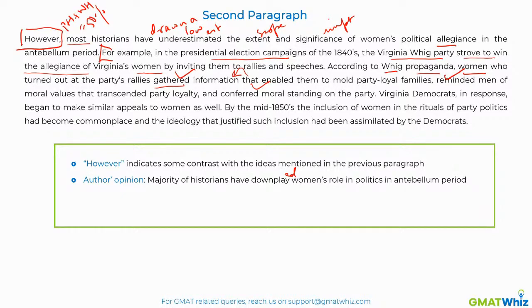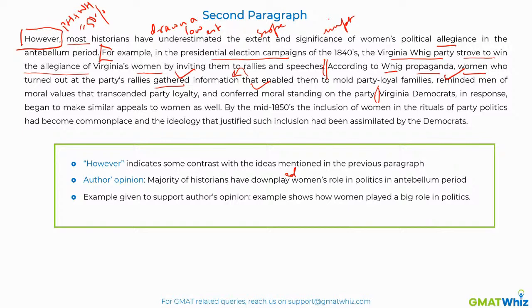So this long sentence, from here till here, is basically an example given to support the author's opinion. What was the author's opinion? Historians have downplayed women's role in politics. And the example shows how women played a big role. So definitely it's supporting. Think about your critical reasoning argument, guys. It's nothing short of that.